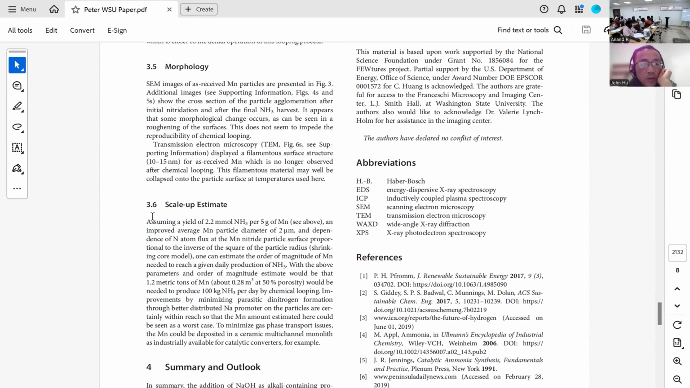It's called a scale up estimate. The example I show you is a scale up estimate. You have a laboratory reactor with only 1 mL catalyst. You want to scale up. You have a laboratory reactor that only produces 1 gram of ammonia per hour, and you want to scale up to produce 1,000 kg. So that's called scale up analysis.